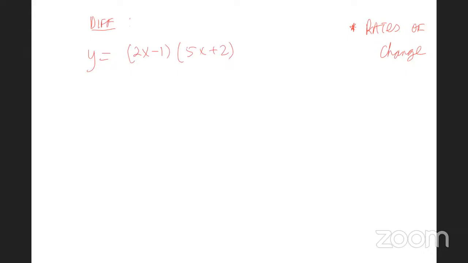But that's two, remember. You can use the product rule if you want, or because it's so simple, you can multiply it out. Either one you want.